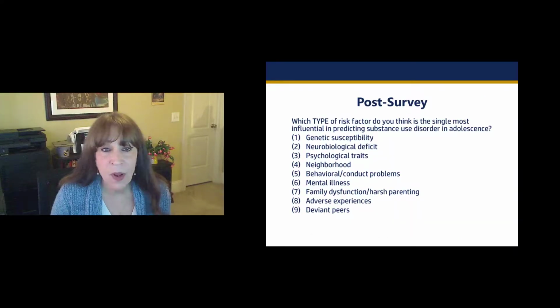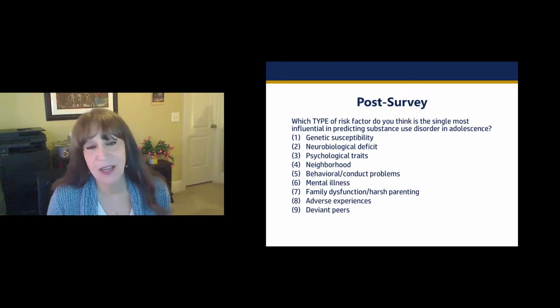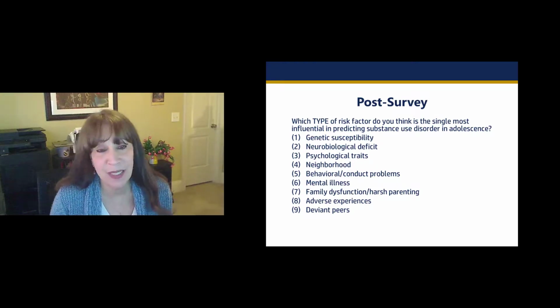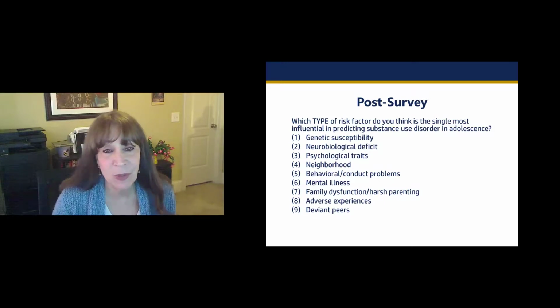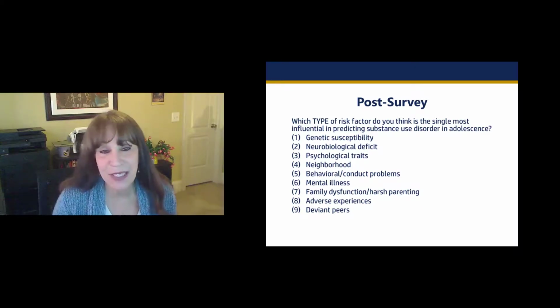So my post-survey, let's see if there's any differences. What type of risk factor do you think is the single most influential in predicting substance use disorder? Genetics, neurobiology, psychological, neighborhood, behavioral, mental illness, family dysfunction, adverse experiences or deviant peers. Let's see what you all have to say.